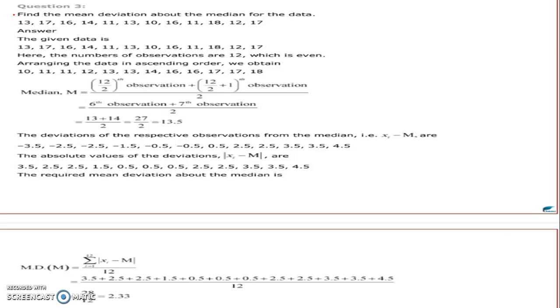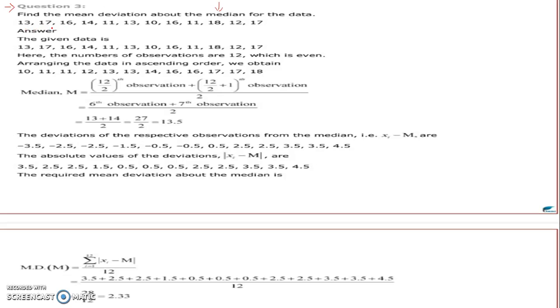Now see, this is question number 3. See carefully, question number 3. Find the mean deviation about the median. Now the question is saying find the mean deviation about the median. In the previous video I had explained the question which says find the mean deviation about the mean. Now this is find the mean deviation about the median, for the data.